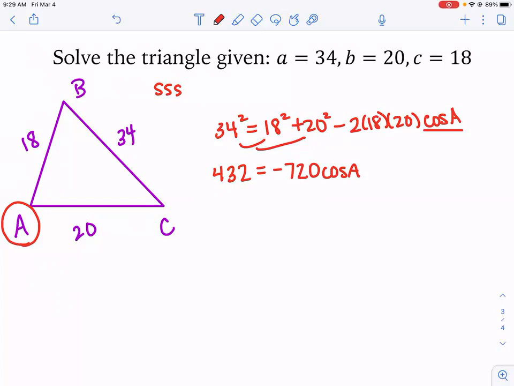Now we can take the coefficient for cosine of A and divide it over. So the cosine of A is 432 over negative 720. And now at this point, we can take the inverse cosine of this fraction. Make sure you have that negative in there.